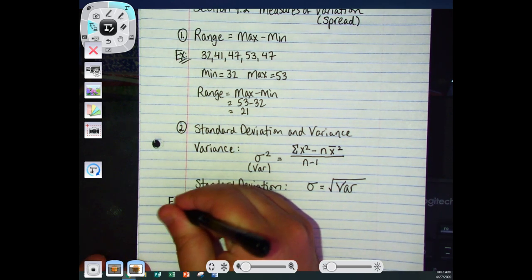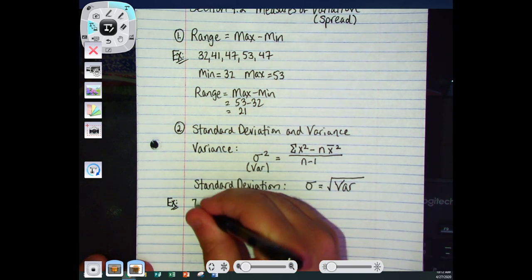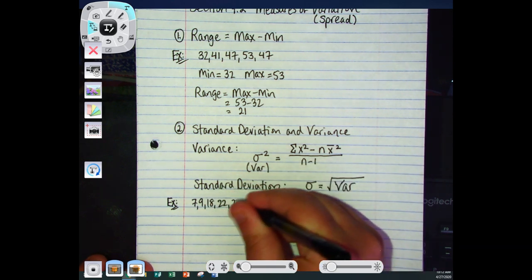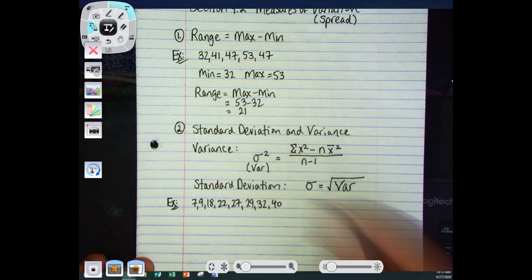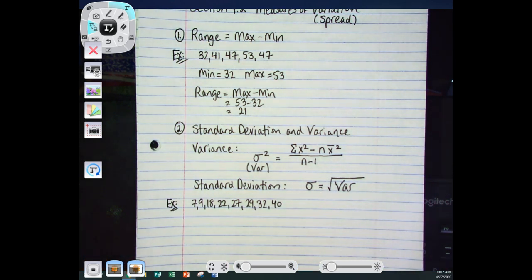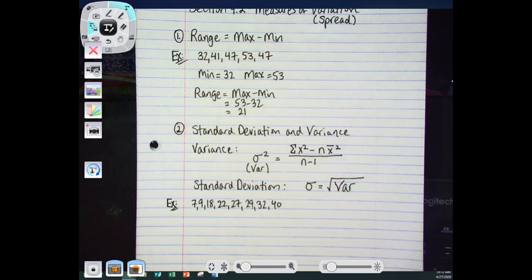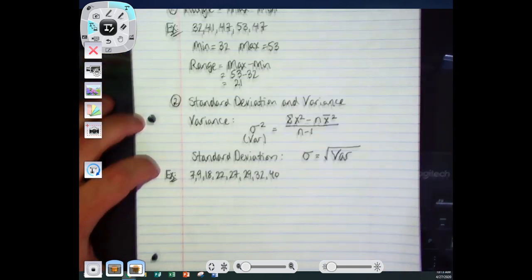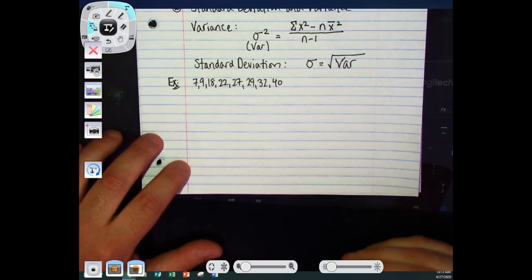For example, you could be given the following data values: 7, 9, 18, 22, 27, 29, 32, and 40. And they'll say find the standard deviation. The first way to find standard deviation is to manually calculate it. It can be a hassle, especially with a large group of numbers, which is why I left this one to be more manageable.